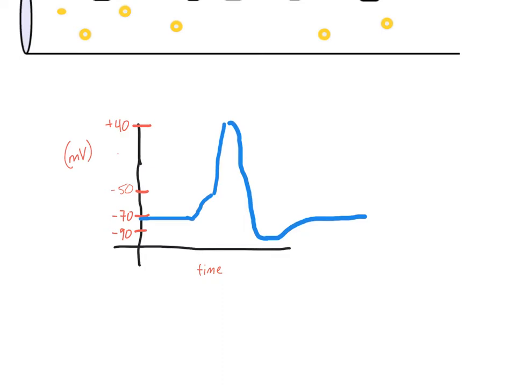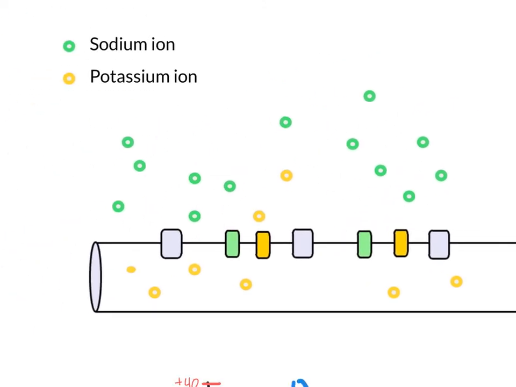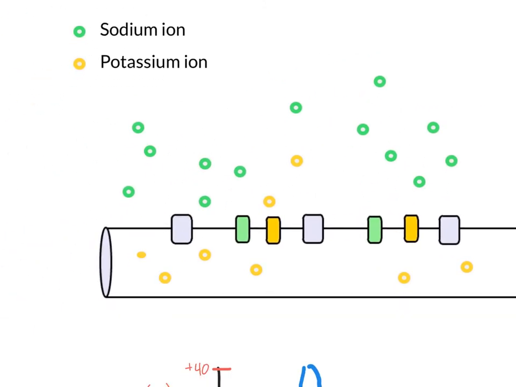So that is how we explain how all of this works. This is basically the graph that describes what happens when this axon depolarizes, repolarizes, hyperpolarizes, and eventually gets back to that resting potential again.